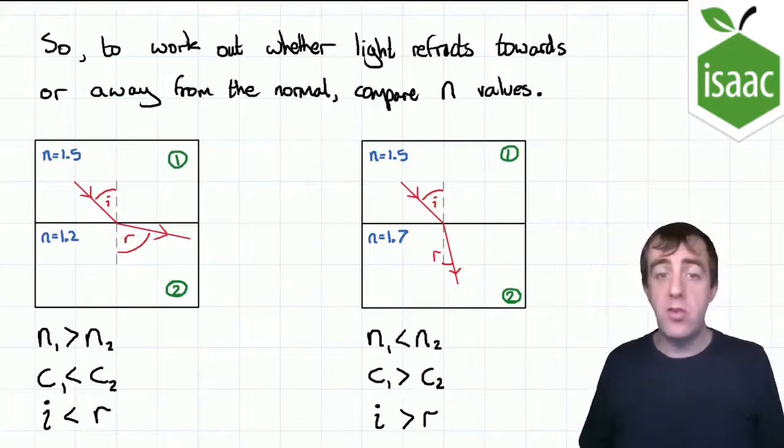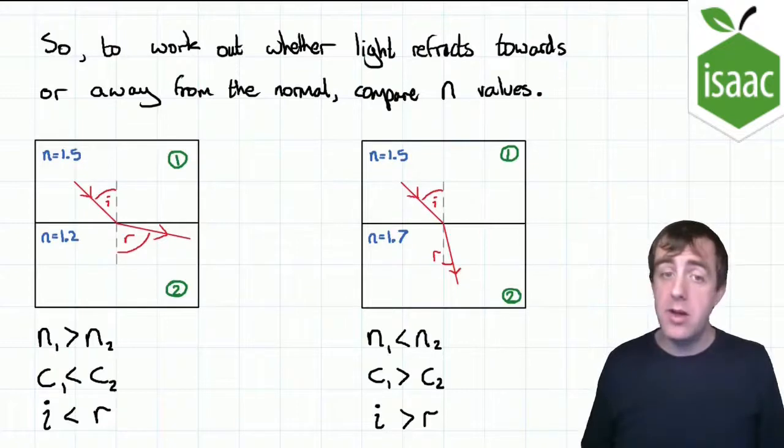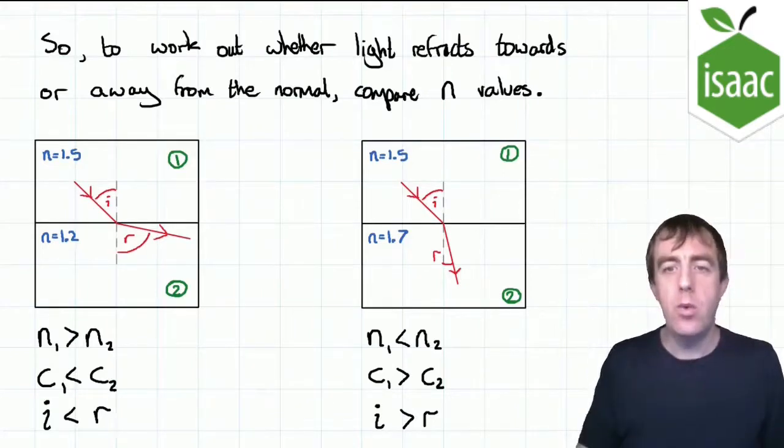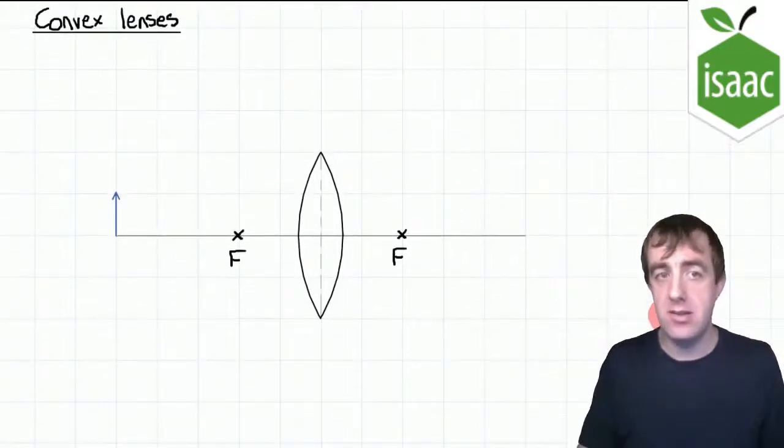You can see from these two examples that you can cut out refractive index altogether and just compare the speeds of light in those two media. In whichever medium the light goes faster, the angle will be greater. Well, that's refraction. Let's move on to convex lenses.